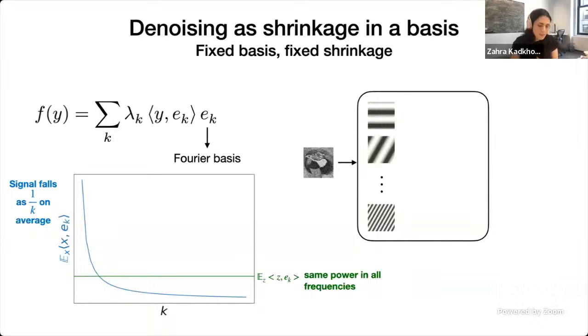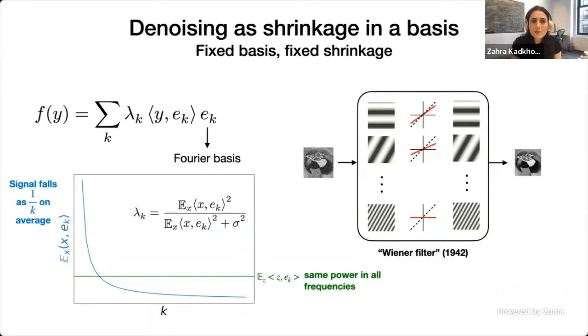and the Wiener filter takes advantage of this difference and designs shrinkage factors where the low frequencies are kept and the higher frequencies are suppressed or shrunken more aggressively. So whatever lies below the noise level is suppressed more aggressively. So this is basically a Wiener filter. And the point here is that it's a shrinkage in a basis where the shrinkage function is fixed and the basis is fixed as well.